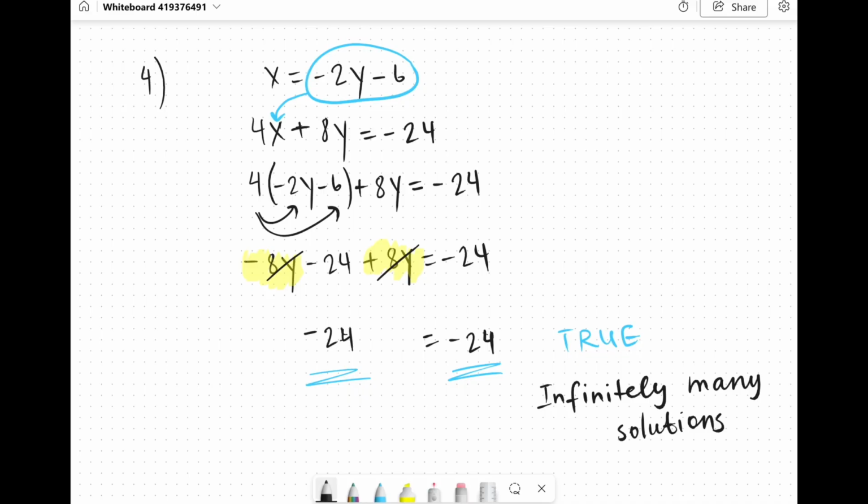If so happened that your y's or your x's canceled, but the final equation was false, something like 0 equals 5 or negative 24 equals 16, anything that's not true, in that case you would say no solution.